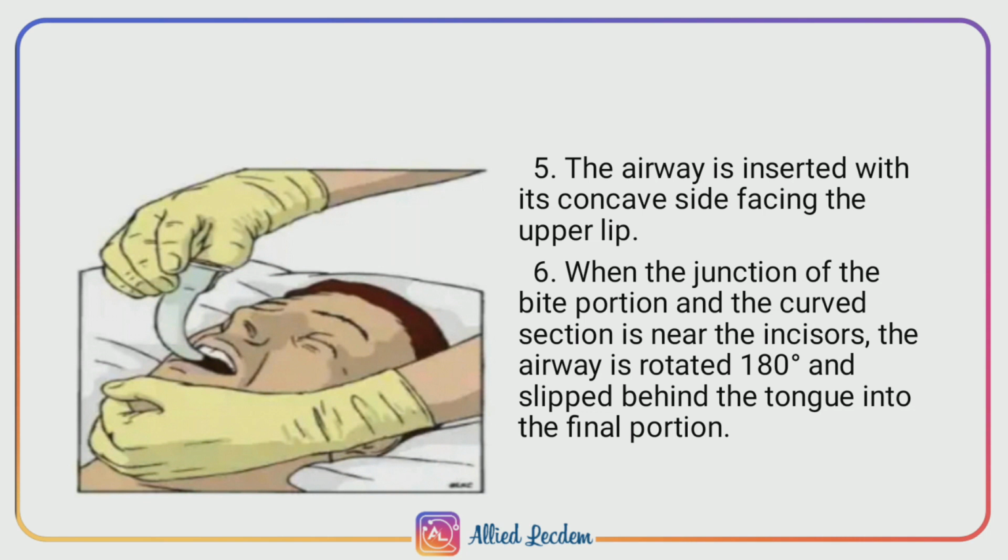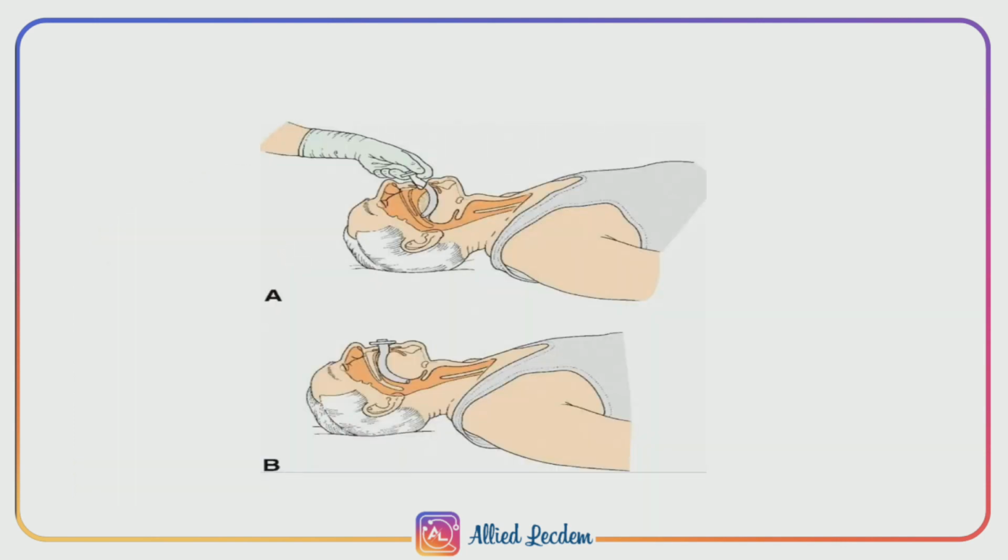its concave side facing the upper lip. When the junction of the bite portion and the curved section is near the incisors, the airway is rotated 180 degrees and slipped behind the tongue into the final position. The B is how a Guedel airway should be finally positioned.